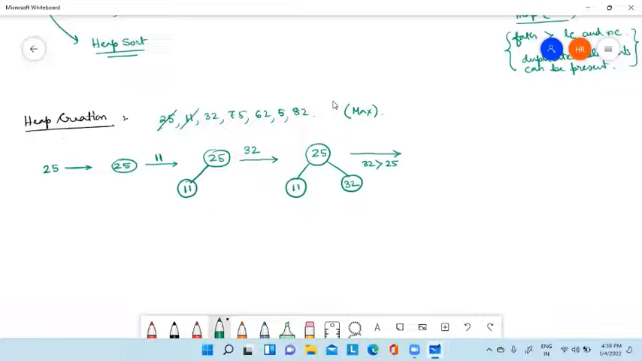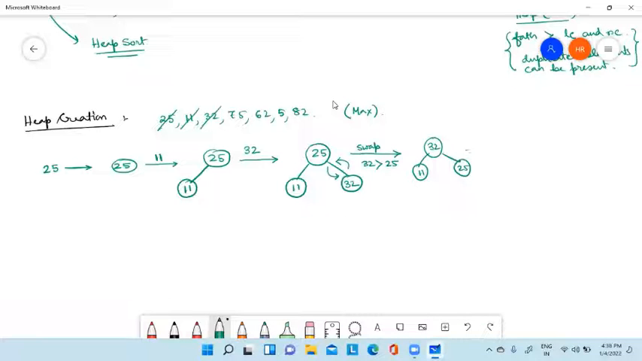Okay, so the right-hand child is greater than the father, so it is not satisfying the property of max heap. So I will interchange, I will swap these data values. It means 32 will come here, so you can write here swap, so 32 will come here, this side 11, this side 25. Now it is a complete binary tree and it is satisfying the property of max heap.